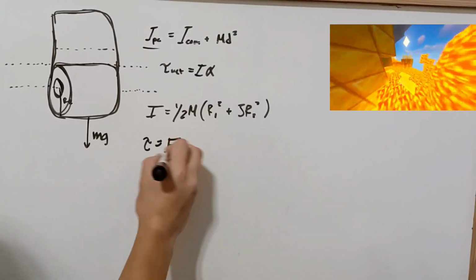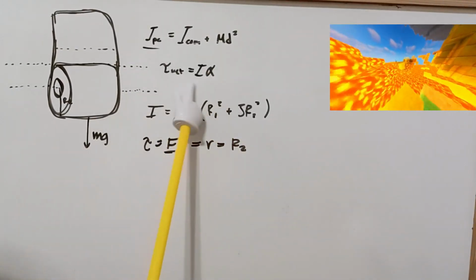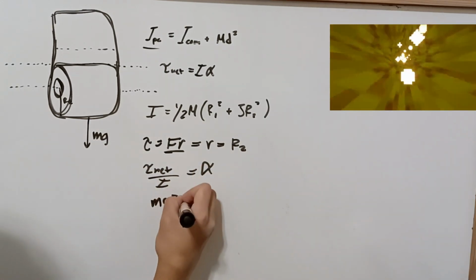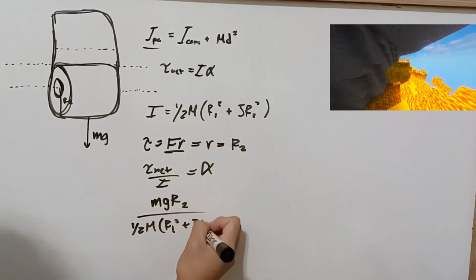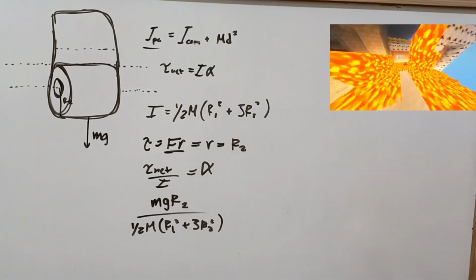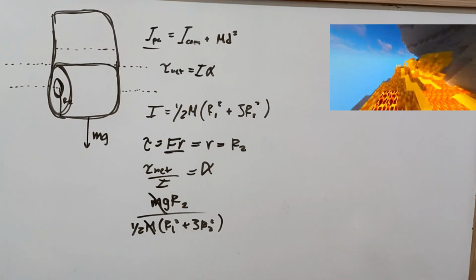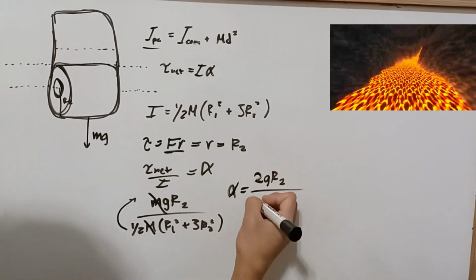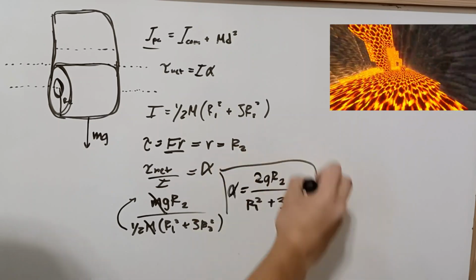We know that torque can simply be put as force times radius, and we know from the diagram that the force is the weight force, mg, and the radius is r2. To solve for angular acceleration, we can divide net torque by moment of inertia, which, if you cancel out and rearrange terms, gives you angular acceleration is equal to 2 g r2 over r1 squared plus 3 r2 squared.